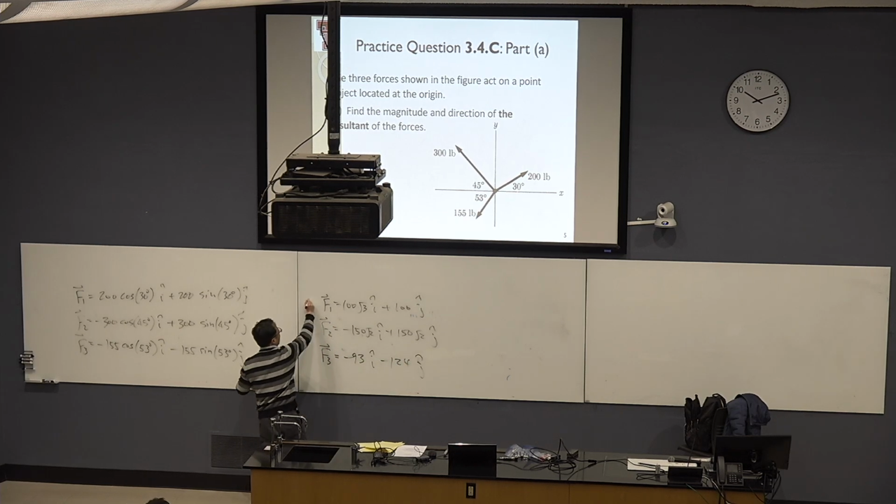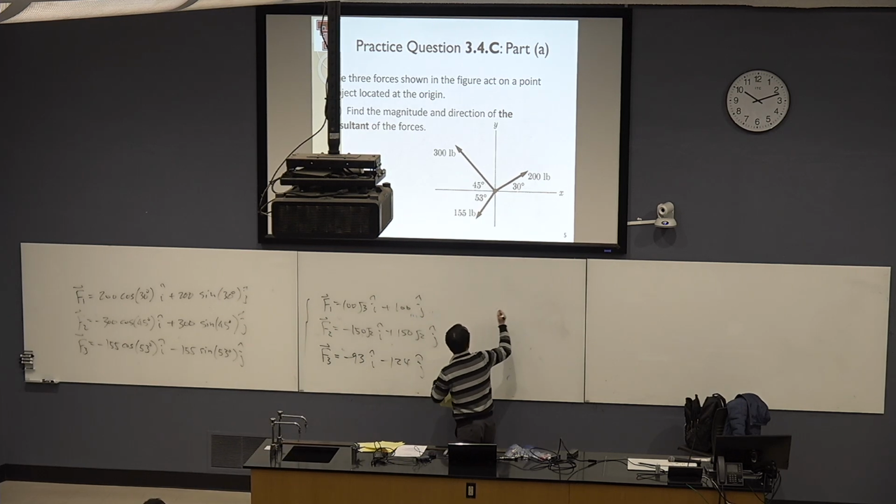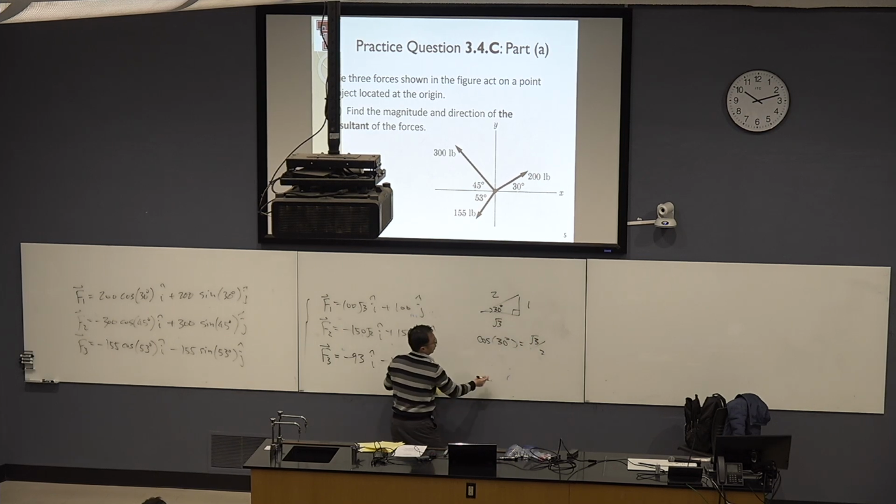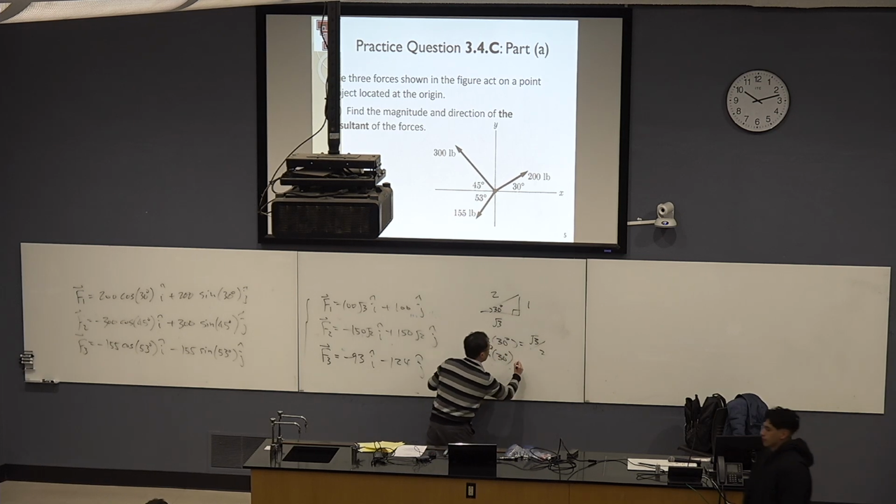How did I obtain those values? Basically, for example, if you want to get cosine 30 and sine 30 degrees, you consider this right triangle, right? Here on this side you have square root of 3, you have 1, and here you have 2. Therefore, you can write down cosine 30 degrees will be square root of 3 over 2, right? And sine 30 degrees will be equal to 1/2.